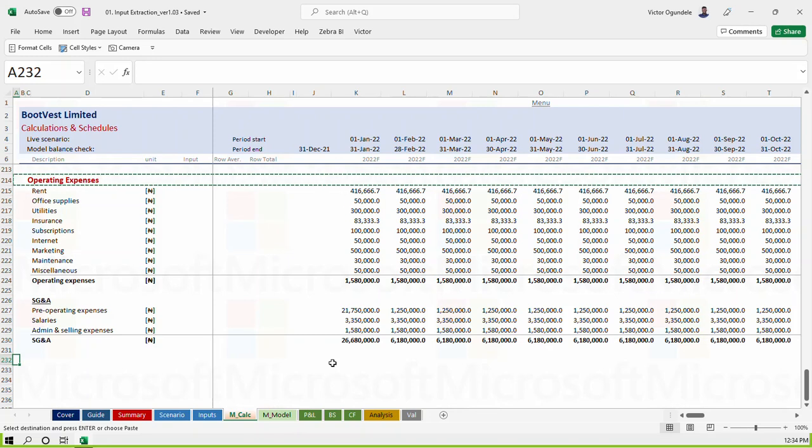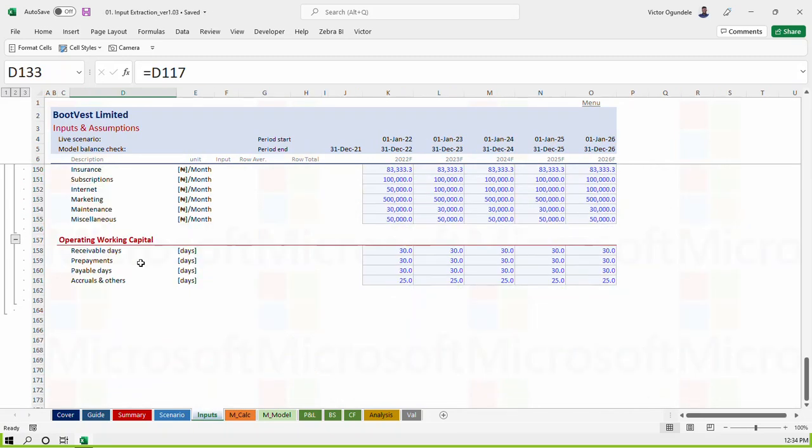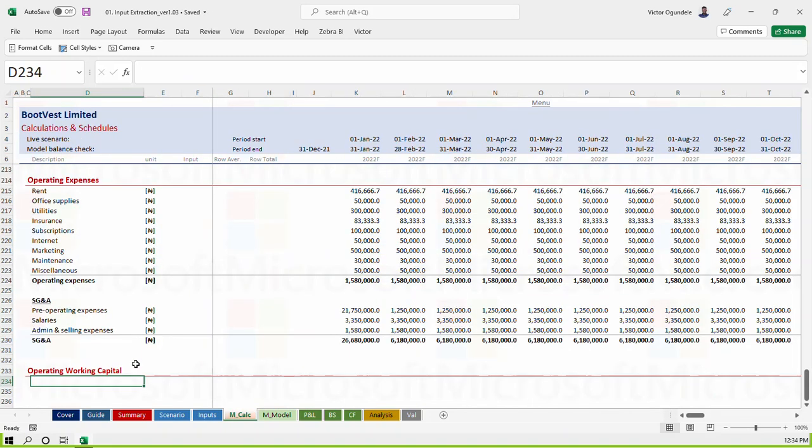So let's do our operating working capital. What do we have in our assumptions for that? We have our receivables. So let's call this our current. Okay, so let's link the assumptions.